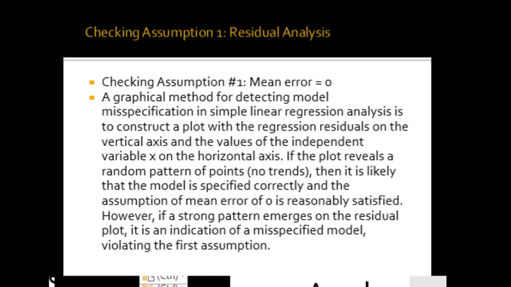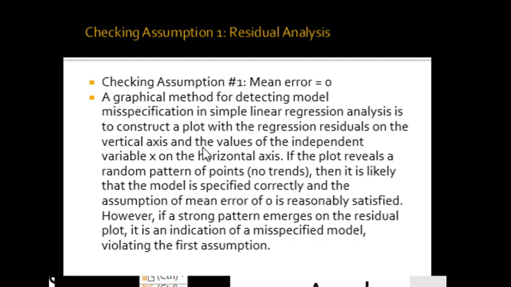Then the last thing that we need to check before we can use this model for prediction is to check the assumptions. So there are 4 assumptions that need to be checked. So we'll talk about each one of these, and then we will look at the residual analysis for our compression data. So here is the first assumption. The assumptions are about the residuals.